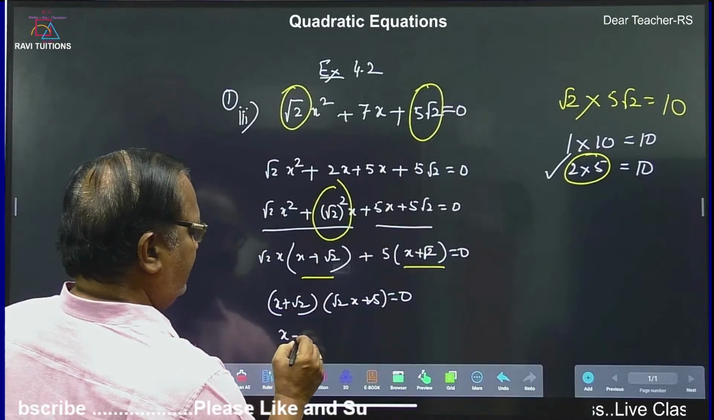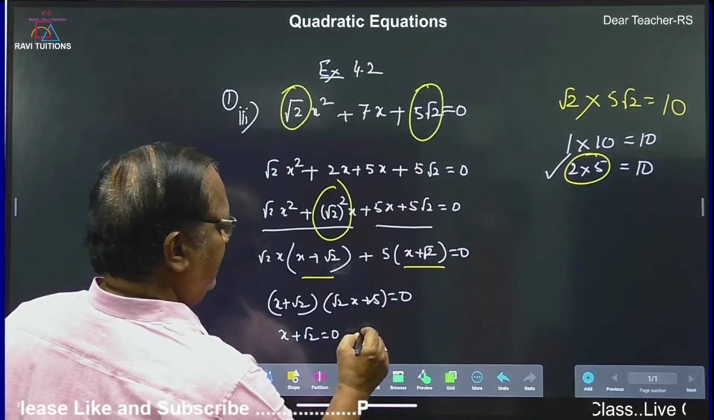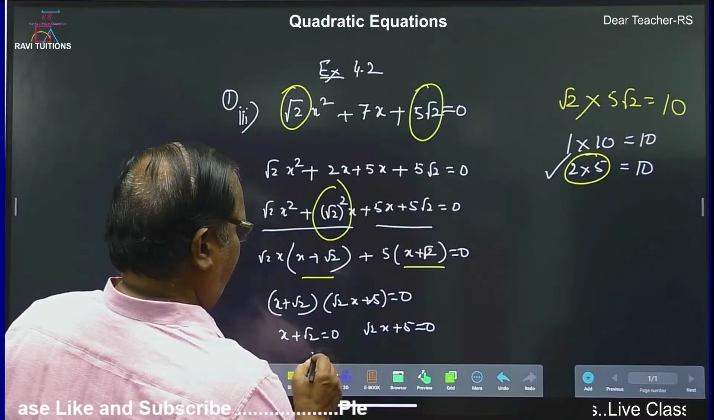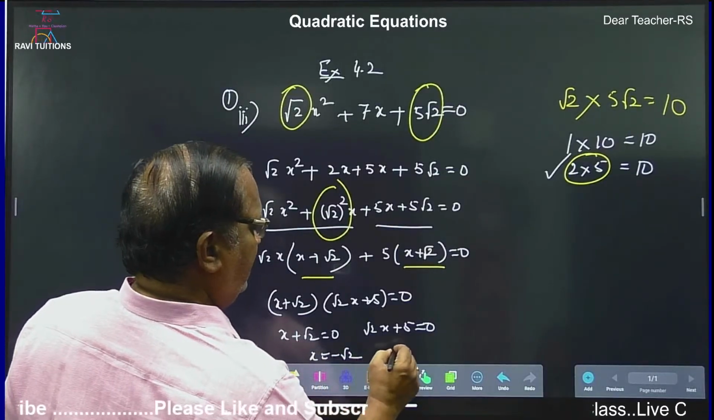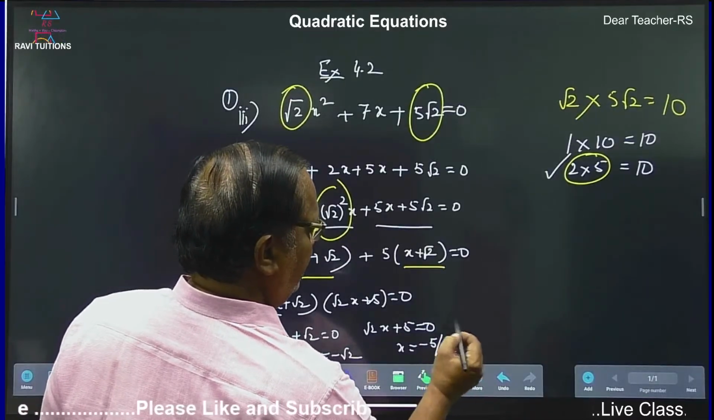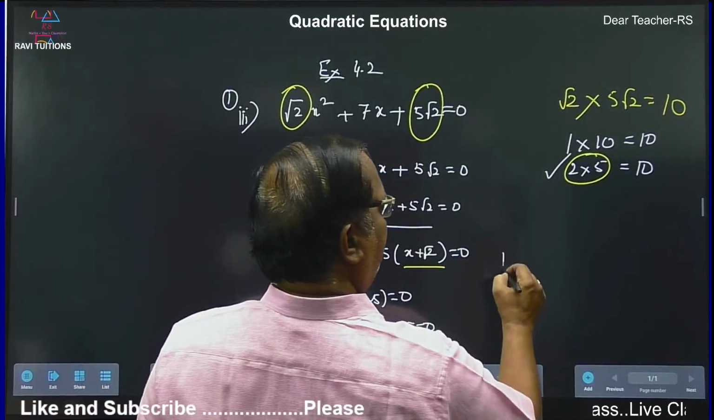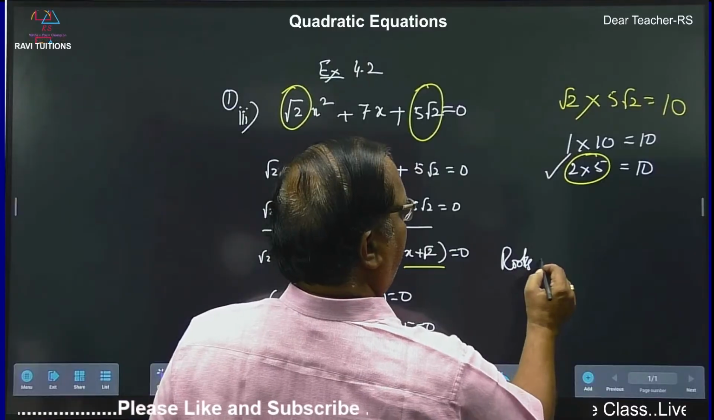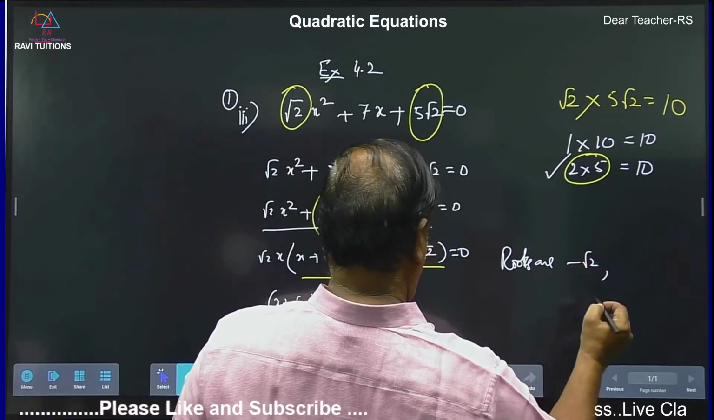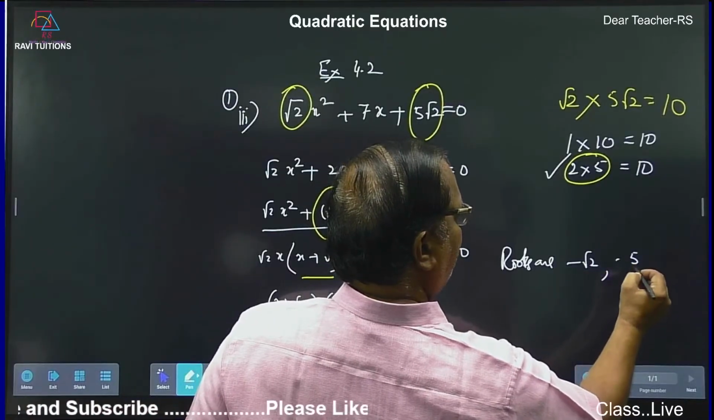So x + √2 = 0 and √2x + 5 = 0, and x = minus √2 and x = minus 5 by √2. Therefore, the roots are minus √2 and minus 5 by √2.